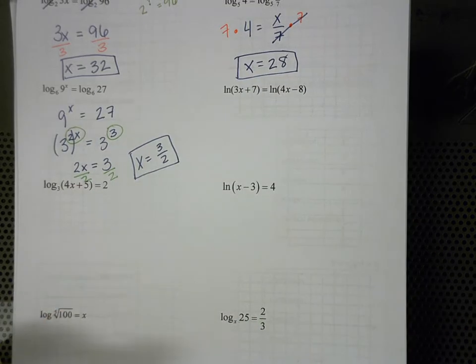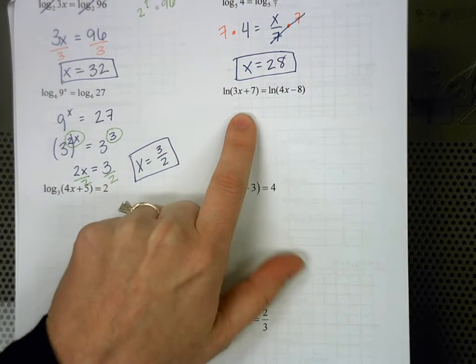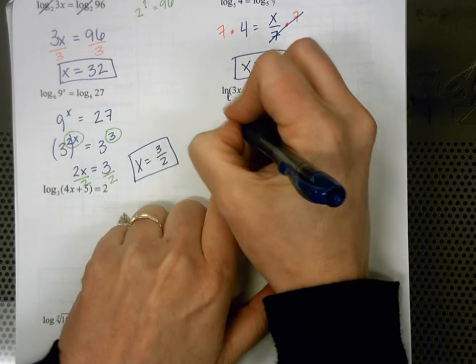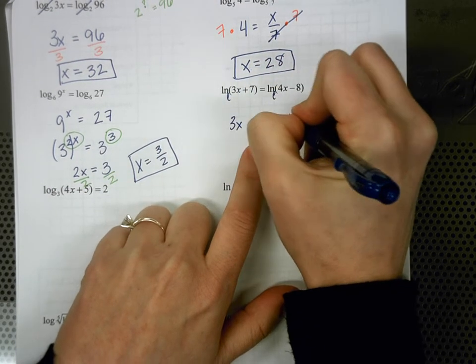If the natural log is on either side, we still have a log with the same base. It's base e, which means my answers are still equal to each other. 3x plus 7 is equal to 4x minus 8. What should I do?